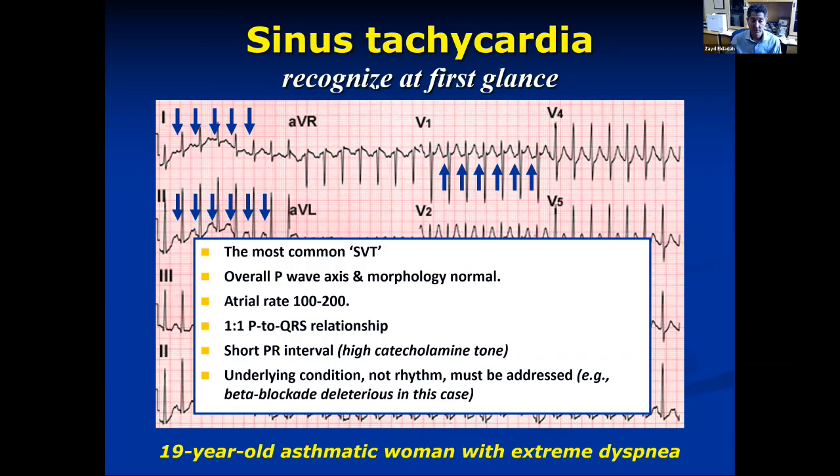And it's very important to remember this last point, which is that when you see sinus tachycardia, you have to understand the underlying reason. It's generally a responsive rhythm, not a primary arrhythmia. It's a physiologic condition that is reflecting some underlying, often pathology or condition, maybe even a physiologic condition like exercise. So you have to address the underlying condition.